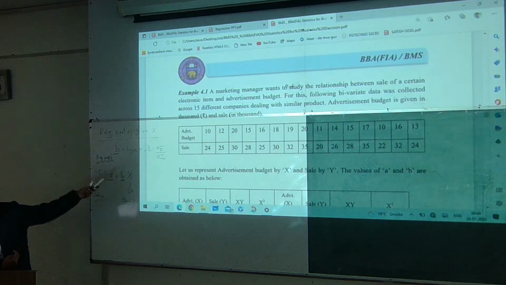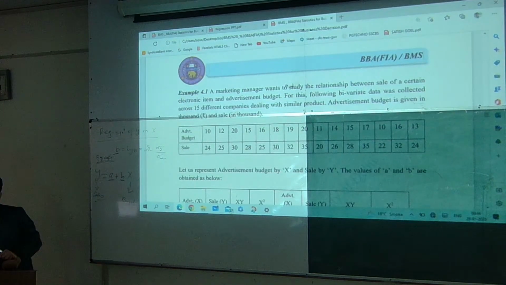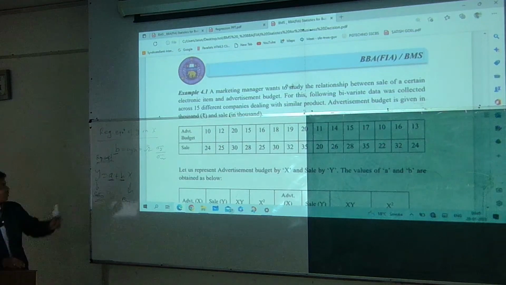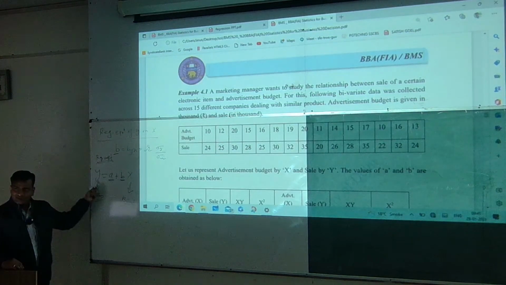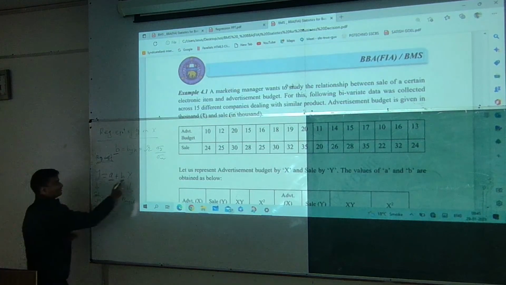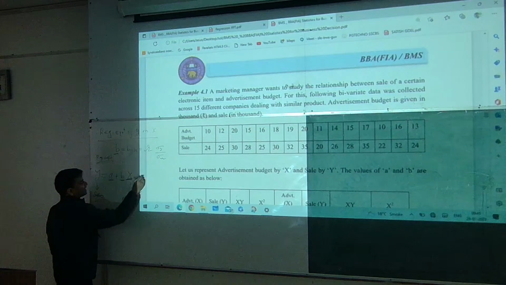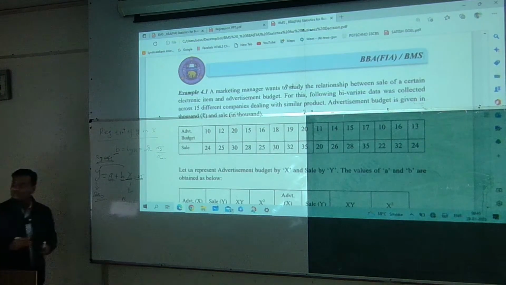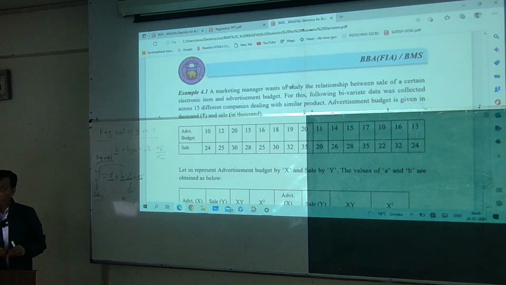Or if the budget is 25, then what would the sales be? You cannot calculate it unless you have a model, a regression model. If I can form this model and estimate it, then I just put x equal to 25 and I get the y value. Once you know a model or an equation, once you estimate that, then you can estimate any y for a given x.